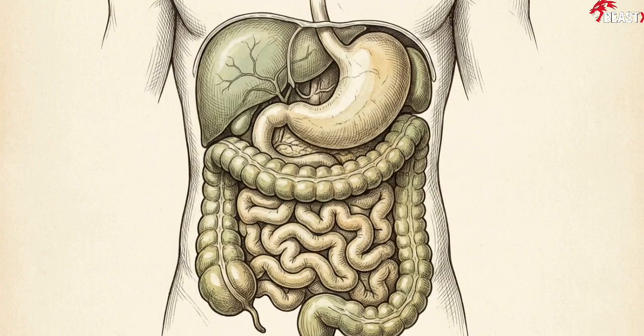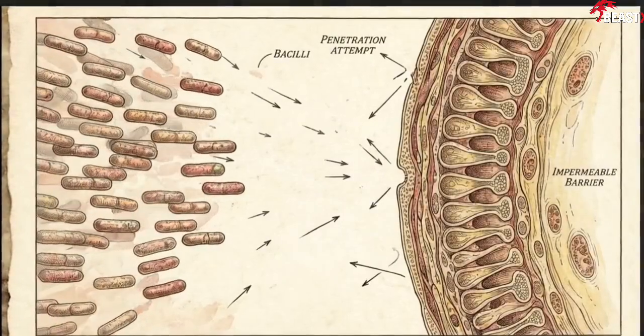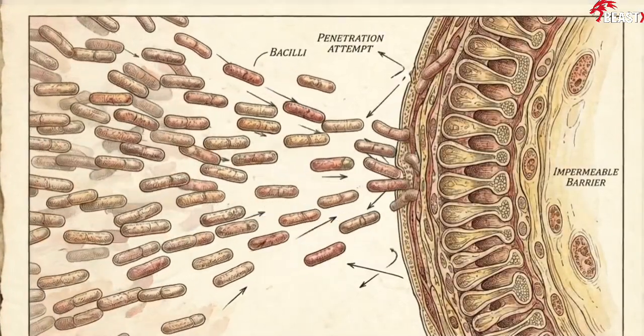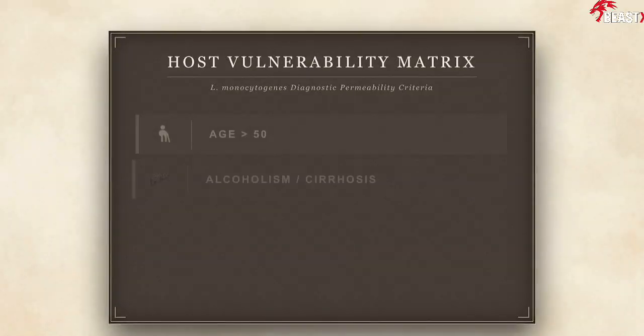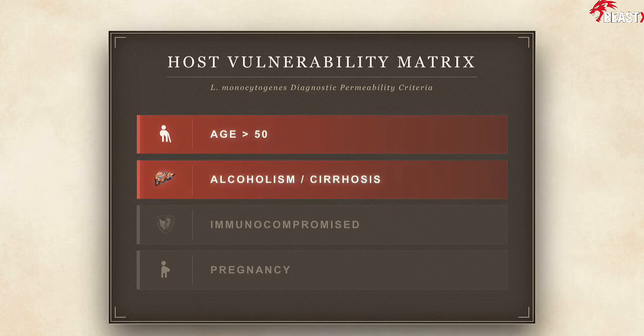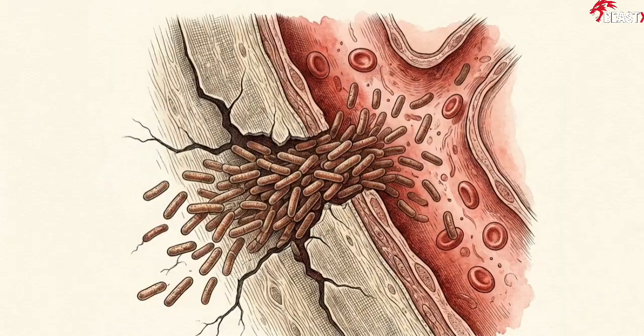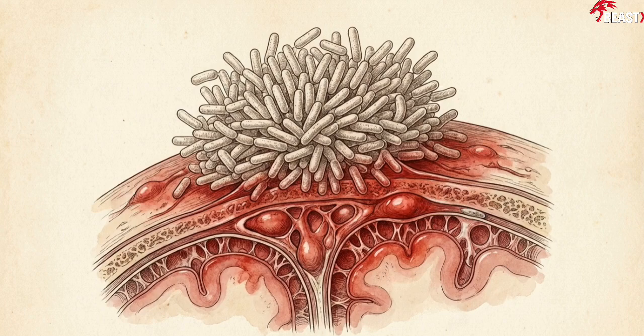While most meningitis pathogens move through the respiratory tract, Listeria monocytogenes uses the gastrointestinal system. Ingestion of contaminated deli meats or unpasteurized dairy allows the bacteria to enter the gut. However, in a host with a healthy immune system, Listeria is rarely able to breach the central nervous system. A neuroinfection only occurs when the patient fits a specific host vulnerability matrix. These risk factors are precise: age over 50, chronic alcoholism or cirrhosis, immunocompromised states, and pregnancy. Only in these vulnerable states can the bacteria bypass GI defenses to survive the bloodstream and seed the meninges.